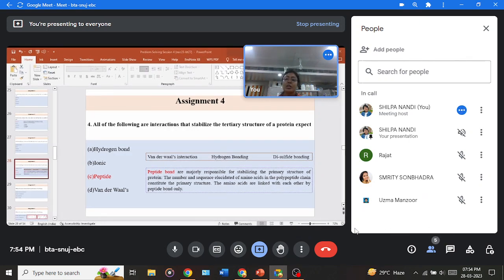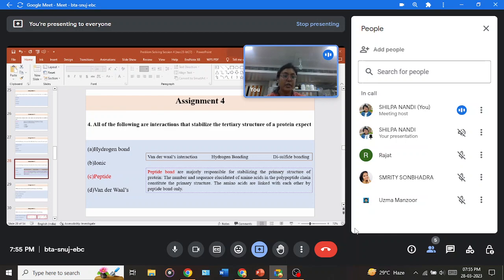Apart from these, you can see that van der Waals interaction, hydrogen bonding, and disulfide bonding also help in stabilization of the tertiary structure of a protein. Peptide bonds are majorly responsible for stabilizing the primary structure of the protein and not the tertiary structure. The number and sequence of amino acids in the polypeptide chain constitute the primary structure, and the amino acids are linked with each other by the peptide bond only. We discussed peptide bond in the first question of our assignment 4.